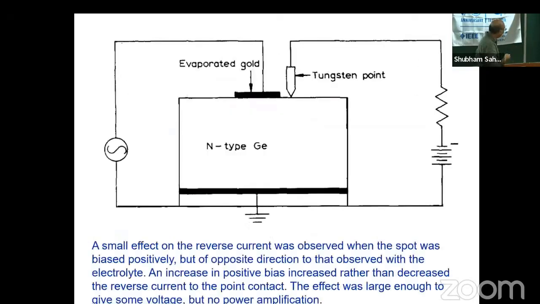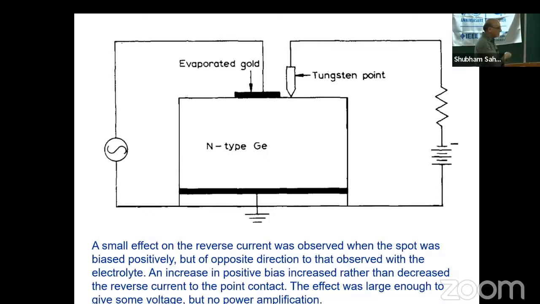So what they did was they created this arrangement that, okay, they separated the two out. So here is the point contact, and here is the gold contact made to the N-type semiconductor. And they said, well, let's try it. They had gotten good effect with the electrolyte. So now they said, let's try this out with this arrangement here.